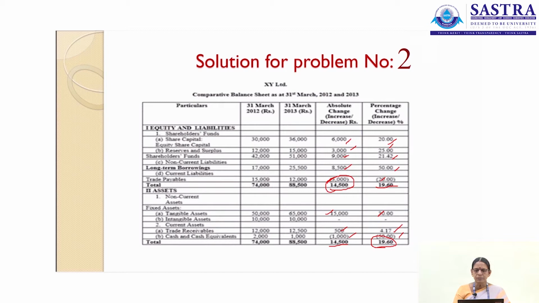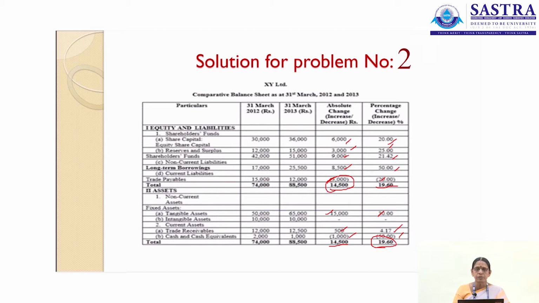Then shareholders funds we have 9,000 as increase, so it comes to 21.42. Then non-current liabilities we have long-term borrowings an increase of 8,500, so it is 50% increase. Current liabilities we have trade payables 3,000 as decrease, so 20% as decrease. Total of your balance sheet we have an increase of 14,500, so we have 19.60% as increase. Whenever we are going to prepare a comparative balance sheet like this, it is easy to compare whether the items have been increased or decreased. So from this we can easily ascertain what will be the solvency position of a firm.